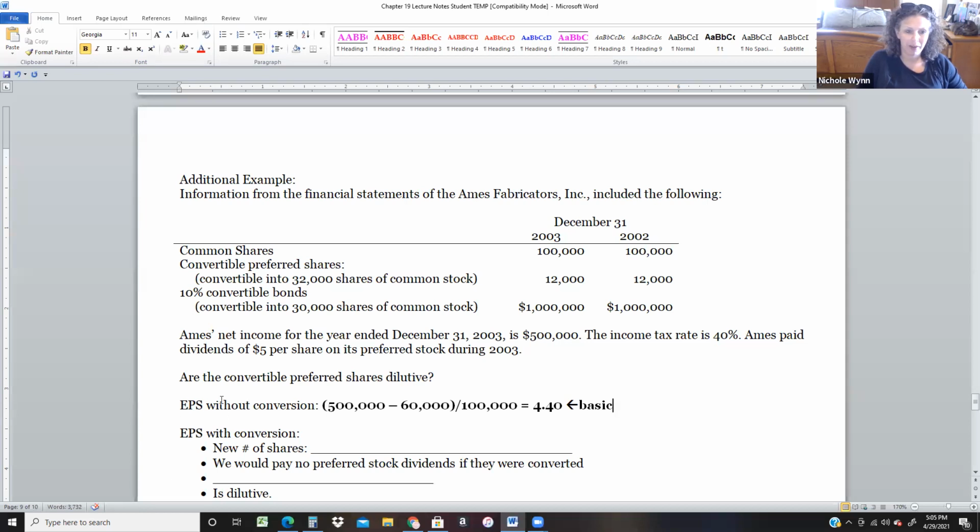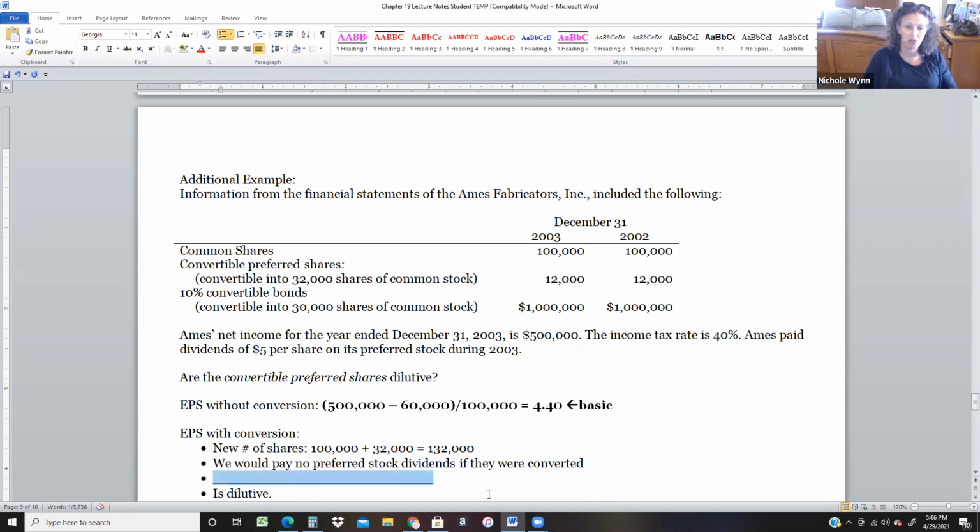From there, we have to look at each of these securities separately to see if they are dilutive or antidilutive. The convertible preferred shares are the first one we're looking at. For the new number of shares, we used to have 100,000 shares, but if those convertible preferred shares convert, then we'll have an additional 32,000. So we'll have 132,000 downstairs. We would pay no preferred dividends if we converted them, so we would not have to pay this 60,000.